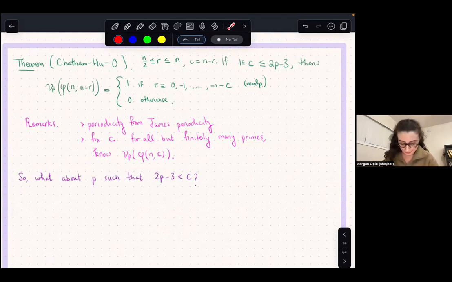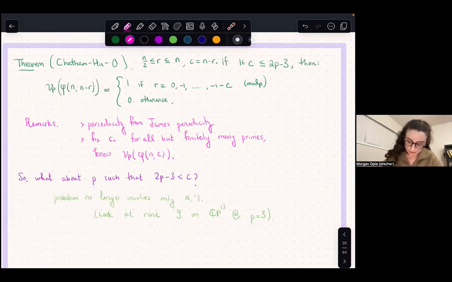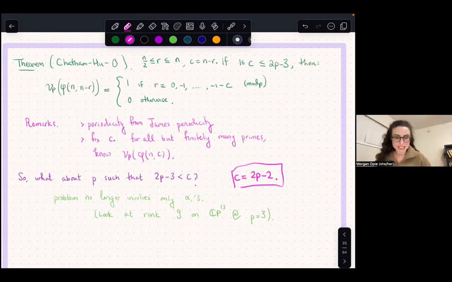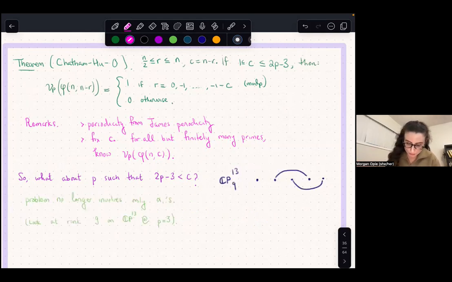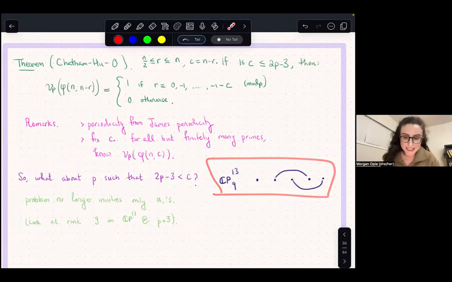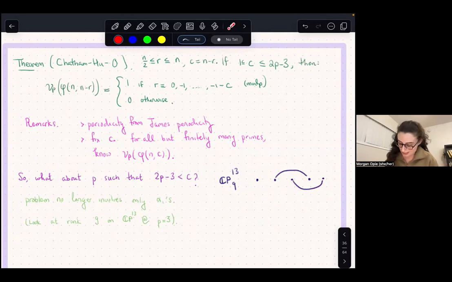So the first case that we might look at is when, for example, C is equal to 2p minus 2. That's the first case where the arguments that we get here break down, because if you were to compute a spectral sequence for stable maps from CP^13_9 to the suspension of CP^13_9, you'd start to see some alpha 2s contributing. So we can actually draw what CP^13_9 looks like here. You don't see any alpha 2 attaching maps, but that's kind of the problem. You end up with some extension problems.